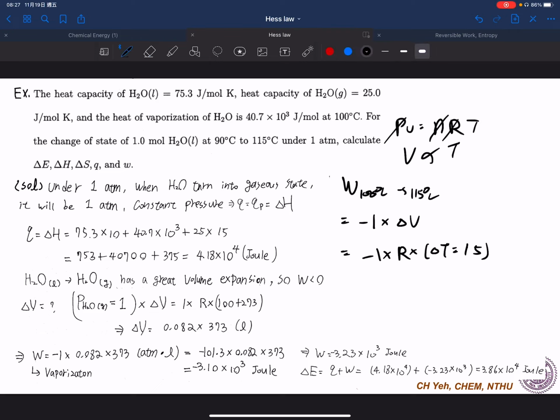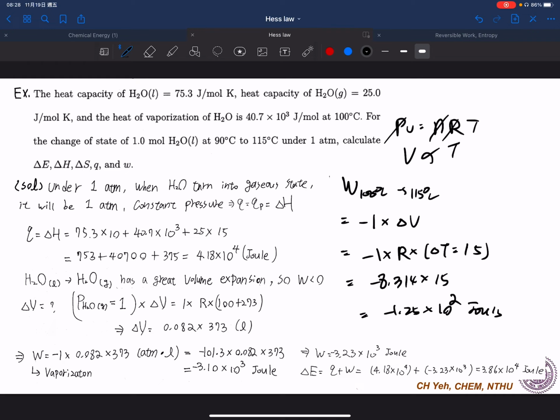The calculation should be very easy. I'll leave the calculations to you, and this will equal 1.25 multiplied by 10 to the power of 2 joules.